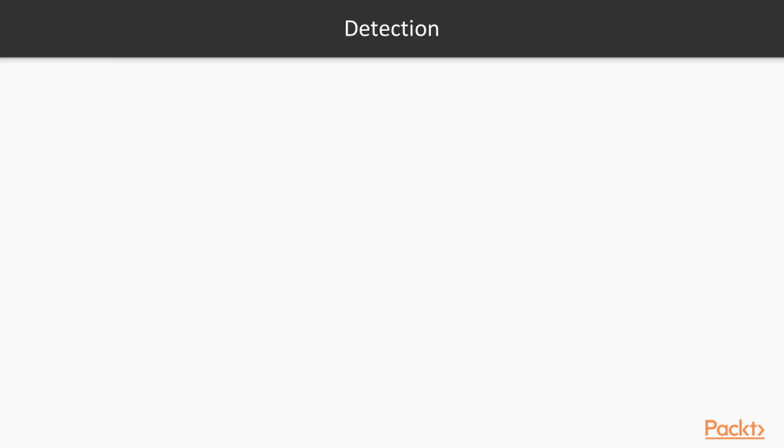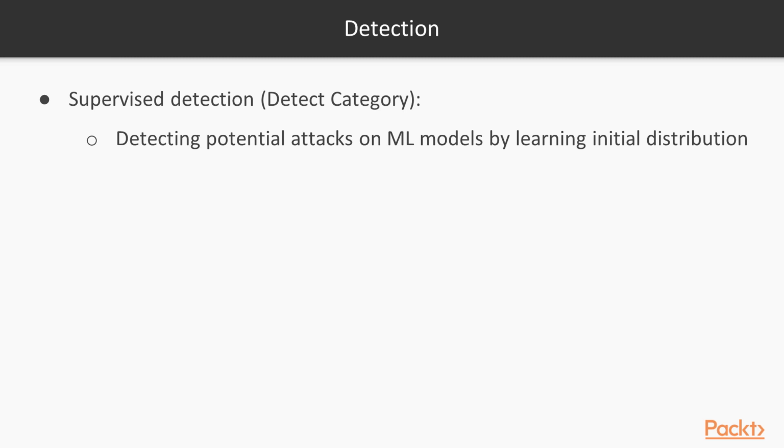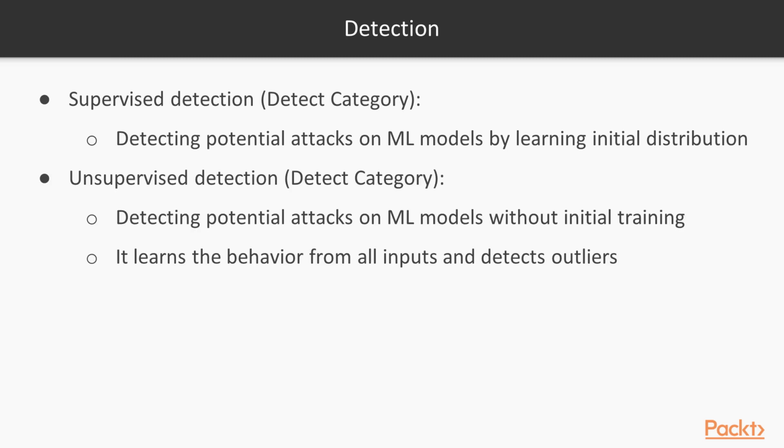Detection category. The supervised detection collects all defenses which can detect potential attacks on machine learning models by understanding what kind of inputs are good and what kind of inputs are bad. Unsupervised detection collects all defenses which can detect potential attacks on machine learning models without initial training. The system analyzes behavior online, learns behavior from all inputs, and detects outliers.